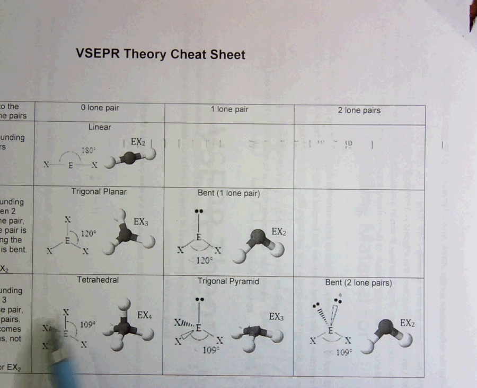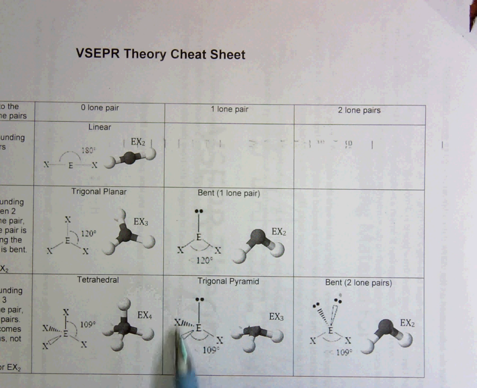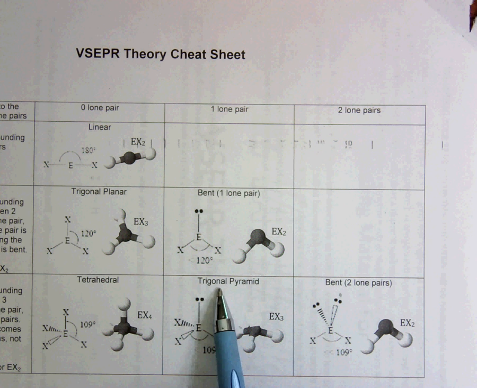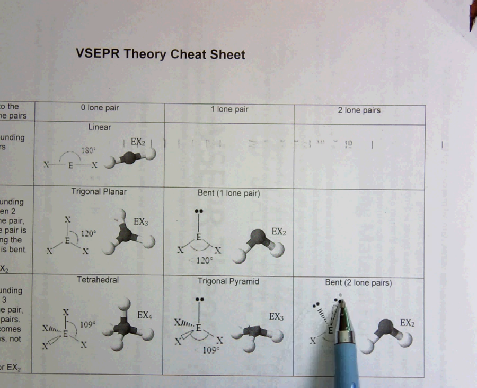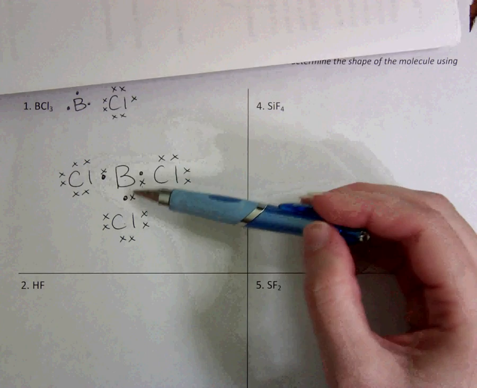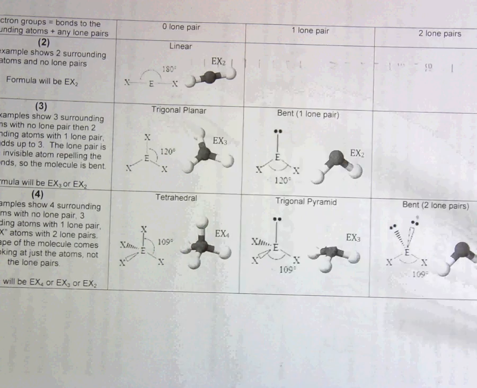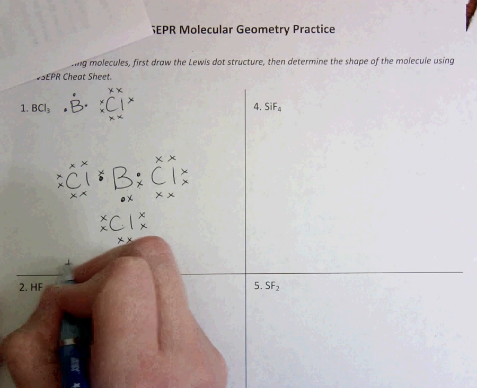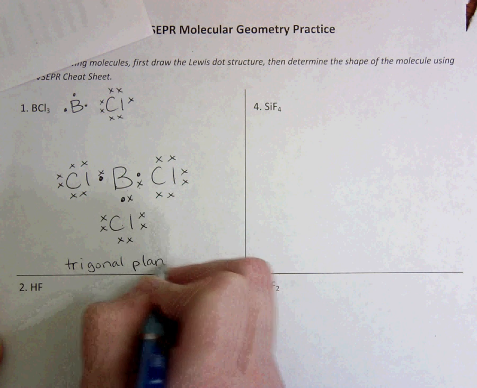4 bonds, 1, 2, 3, 4, would be tetrahedral. 3 bonds and a lone pair is trigonal pyramid, and then bent has 2 bonds and 2 lone pairs. So remember, in this case, I had 1, 2, 3 bonds, so I find the one with 3 bonds, and it's trigonal planar. So I would label that here, trigonal planar.